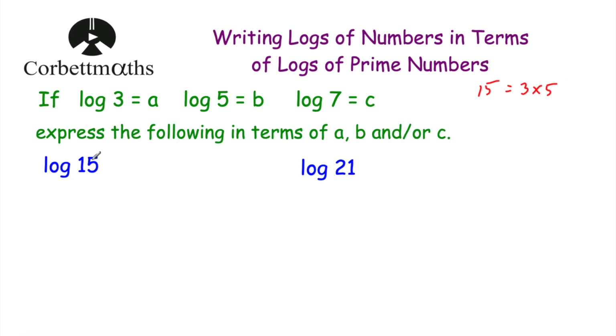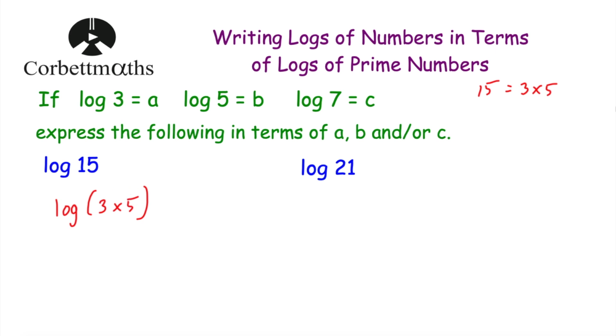So here we've got the log of 15. Instead of log 15, I'm going to write the log, and then in brackets, 3 times 5. And I've chosen those numbers because in the question we were told the log of 3 is equal to a and the log of 5 is equal to b, so they're going to be quite useful. So I've just considered 15 as a product of primes. Now we've got log of 3 times 5.